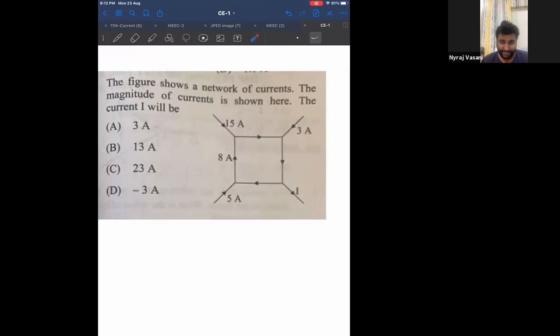Interesting question. Not that easy, not that tough. Start. This is a neat PMT question.